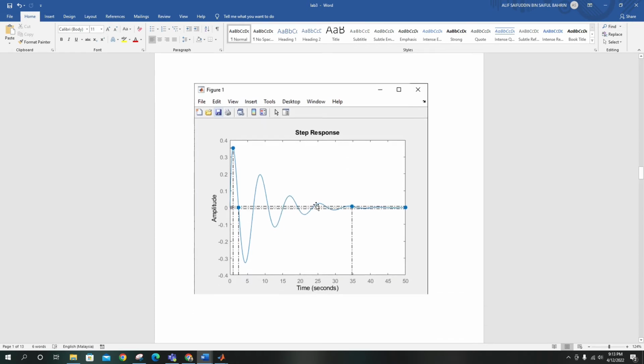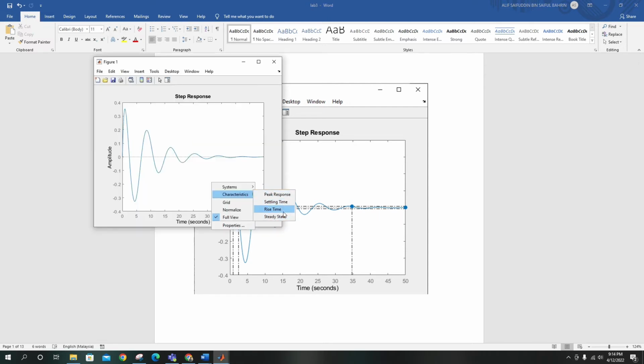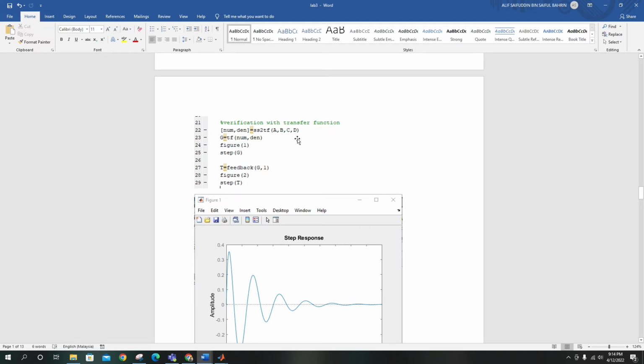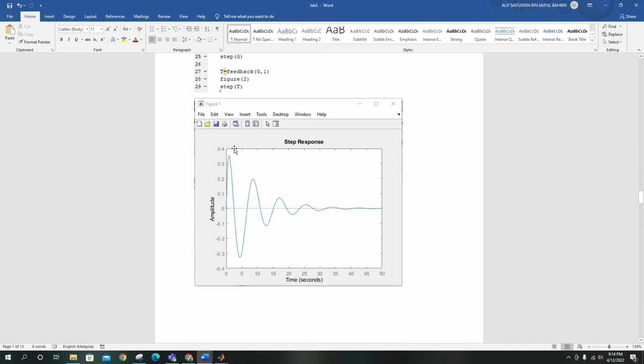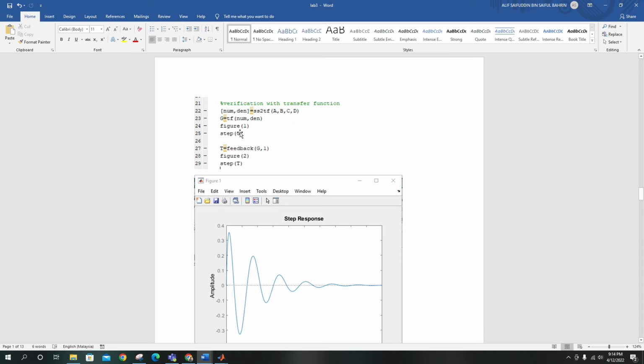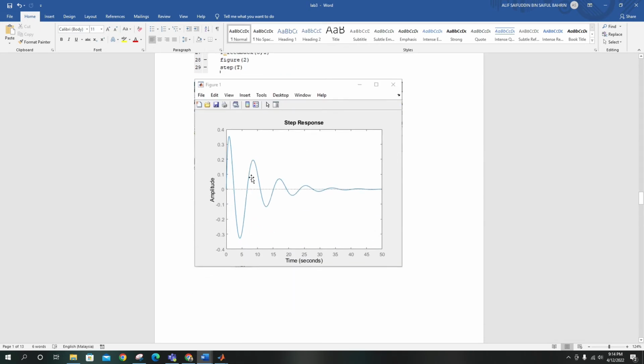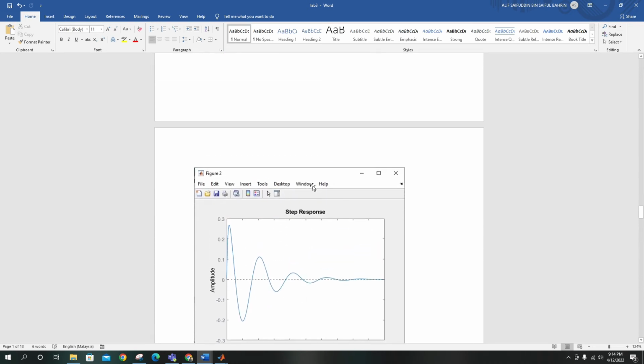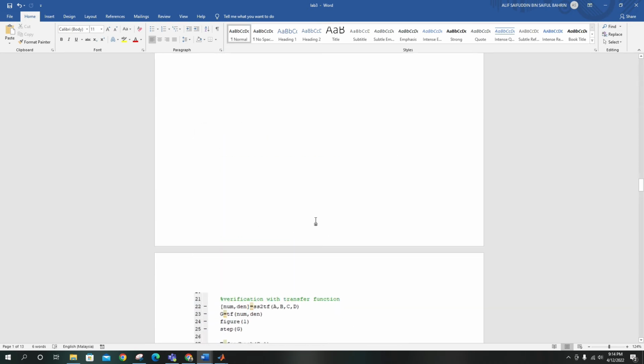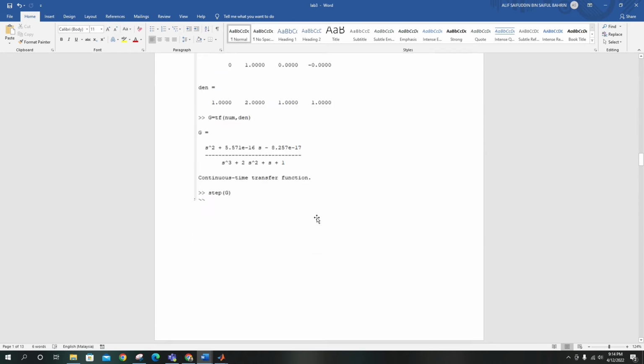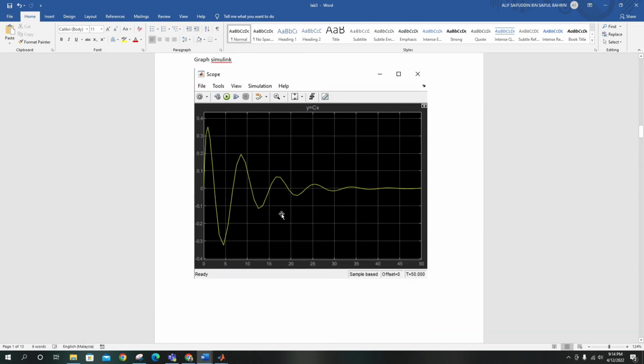Next, we get the signal, and the characteristics we chose are steady state, settling time, and rise time. We find the closed loop using the command T equals feedback of G1, and step T. So we can compare figure 1 and figure 2, the open loop and closed loop. We chose figure 2, which is exactly the same as the signal in Simulink.